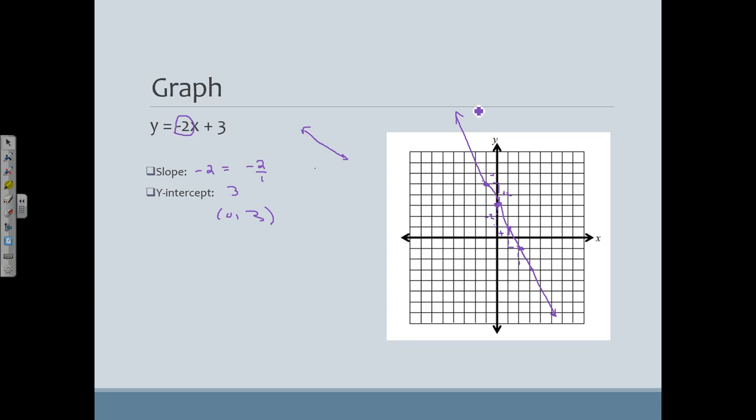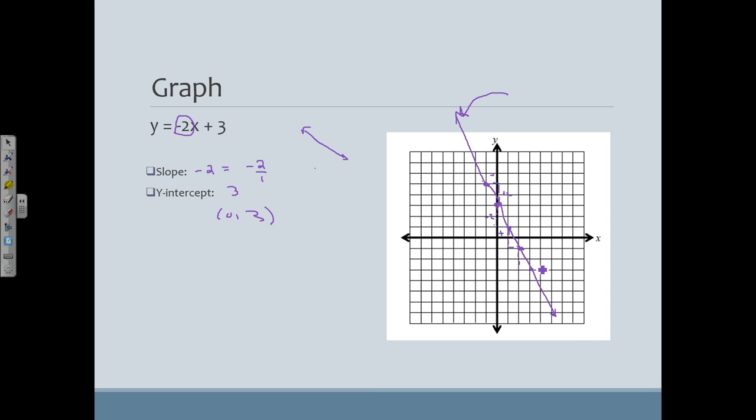If you do not have that arrow, I would mark it wrong because it would be a line segment, not a line. Now here's the thing. Anything that falls on that line is a solution to this equation. So it means that that ordered pair would work.